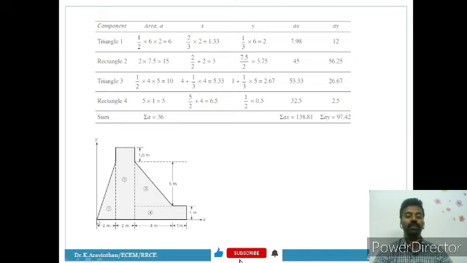From this y plane, the x distance of this triangle will be 2/3. From 0, this will be 2/3 of base. What is the base here? This is 2. That is 2/3 of 2. And next one, this is a rectangle. For a rectangle, to identify the centroid, it is b by 2.